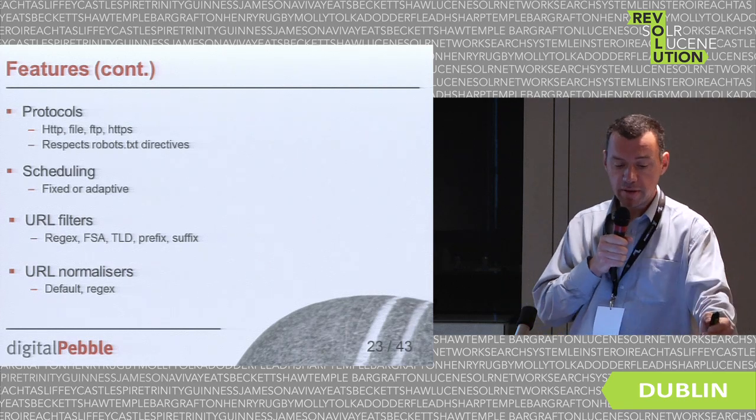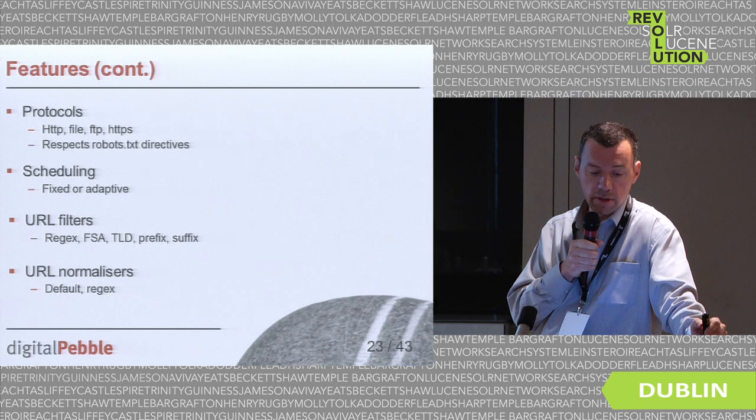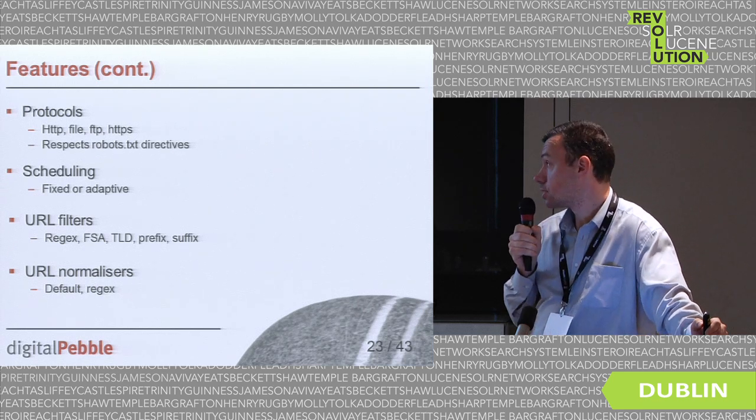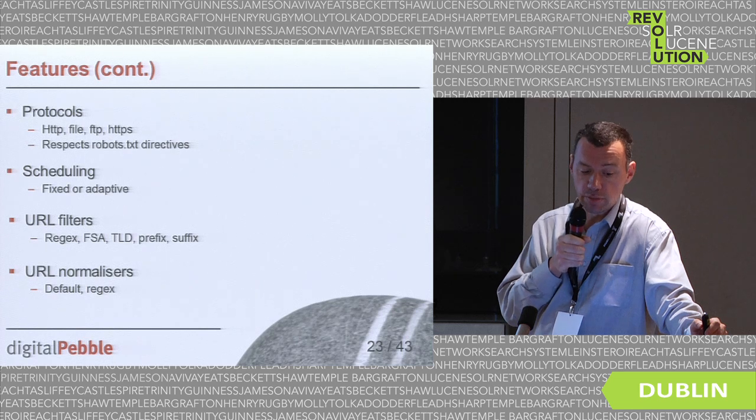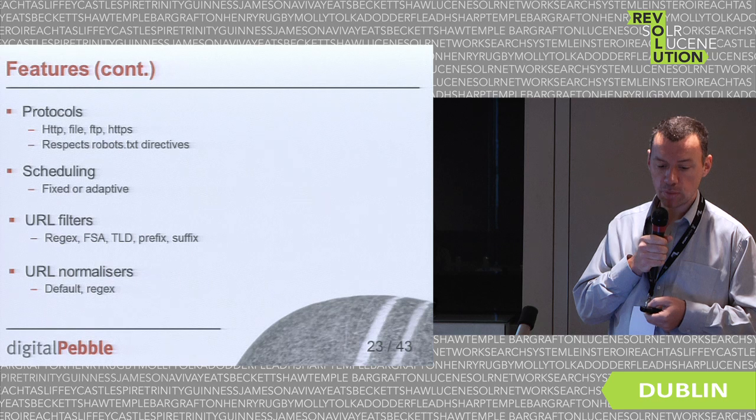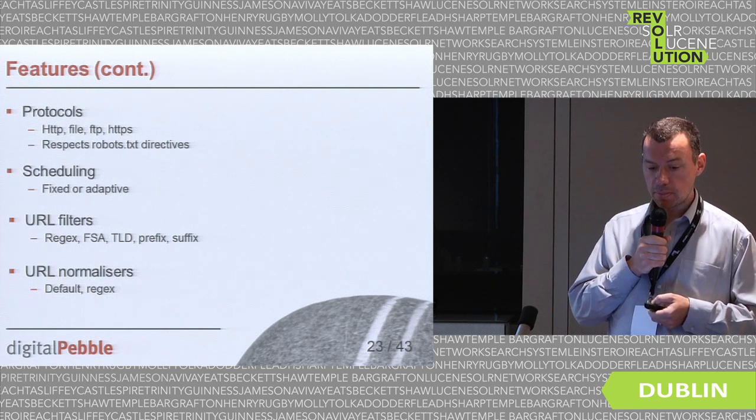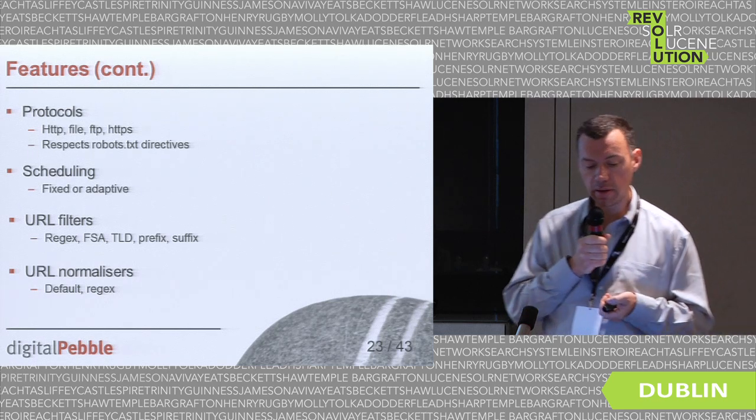As I mentioned, we have implementations for various protocols, so obviously HTTP, FTP, HTTPS, also a file, so if you wanted to crawl from a file system. And for at least the HTTP ones, Nutch respects the robots.txt directives, again with a view of being as polite as possible. There are two ways of scheduling the crawl.